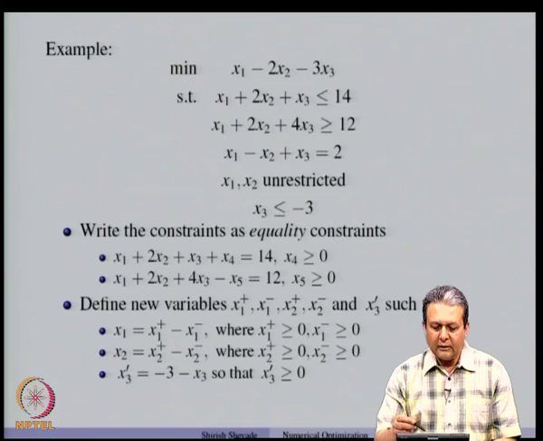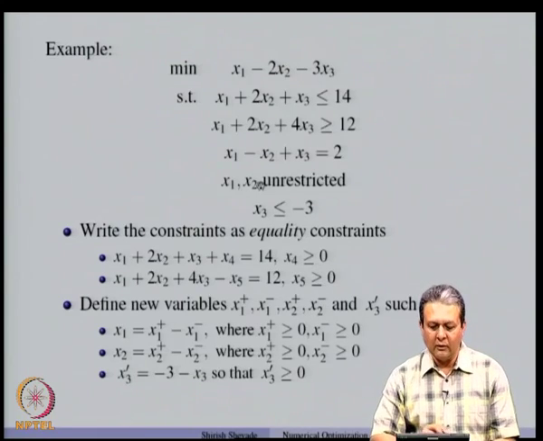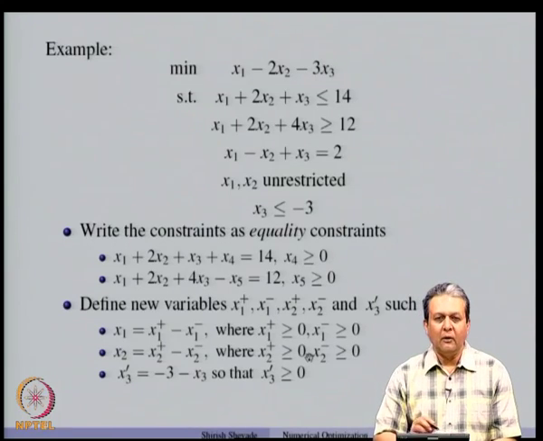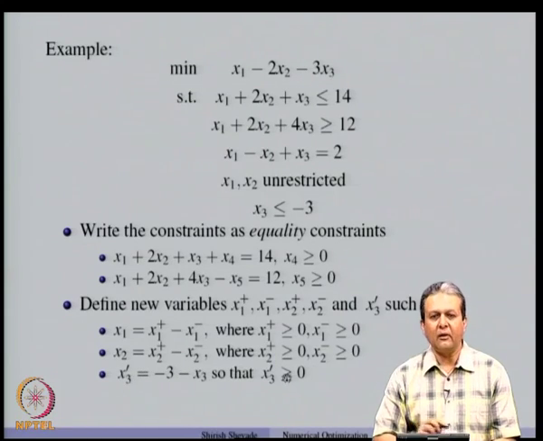Note that the slack and the surplus variables that we have added are non-negative. Then we have added x1 plus and x1 minus for the variable x1 and x2 plus and x2 minus for the variable x2, such that all these 4 variables are non-negative, and then we transformed x3 to x3 dash, which is defined as minus 3 minus x3, so that x3 dash is greater than or equal to 0.